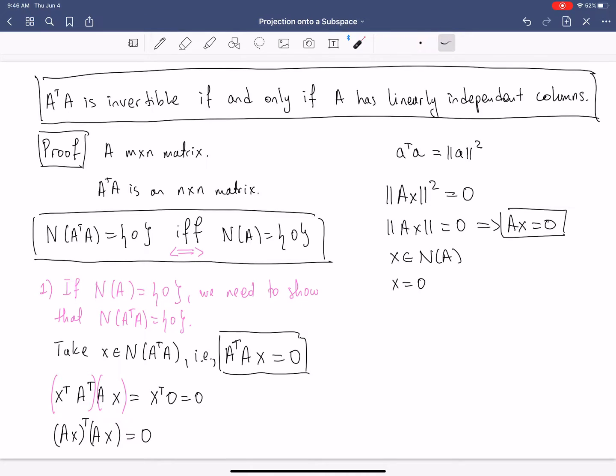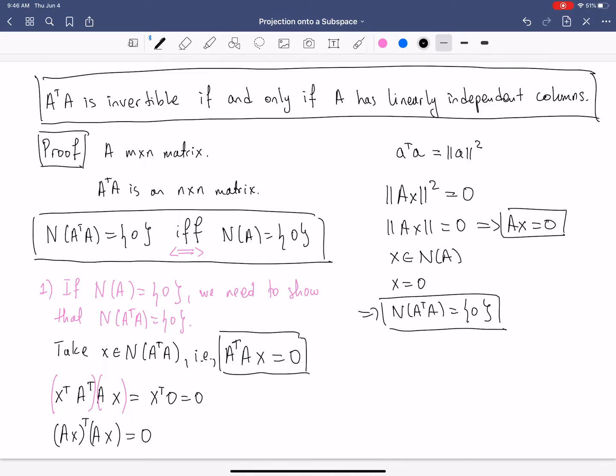Well, we took an arbitrary vector in the null space of A transpose A, and we showed that that arbitrary vector is just 0. So we have that the null space of A transpose A is 0. In fact, with this proof, we proved something stronger than the null space of A transpose A is 0 if and only if the null space of A is 0.